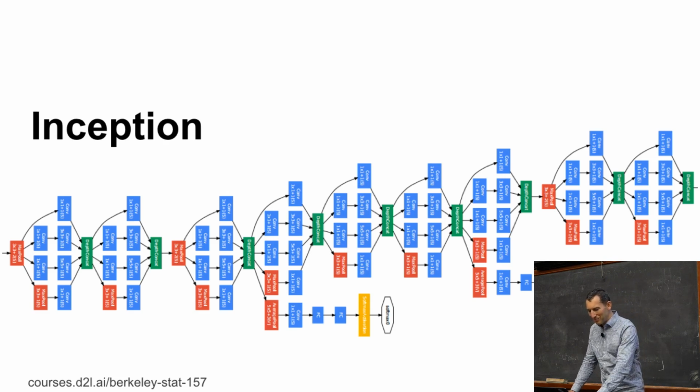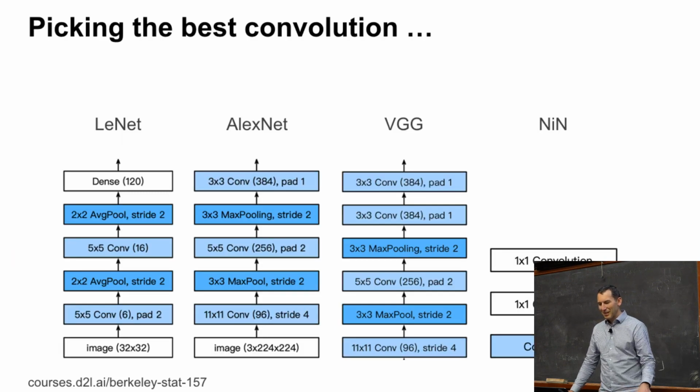So let's review a little bit what we did so far. We had LeNet, and LeNet had 5x5 convolutions, and then AlexNet used 11x11s, 3x3s, and 5x5s. And then VGG used some other mix of those, and then NIN used mostly 1x1s. And yeah, it's a mess, right?